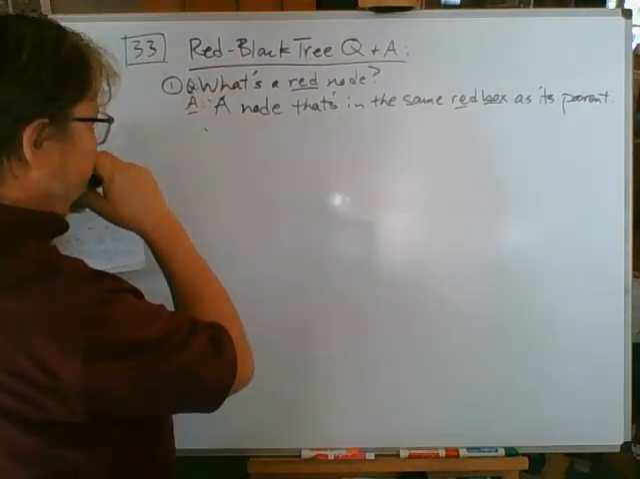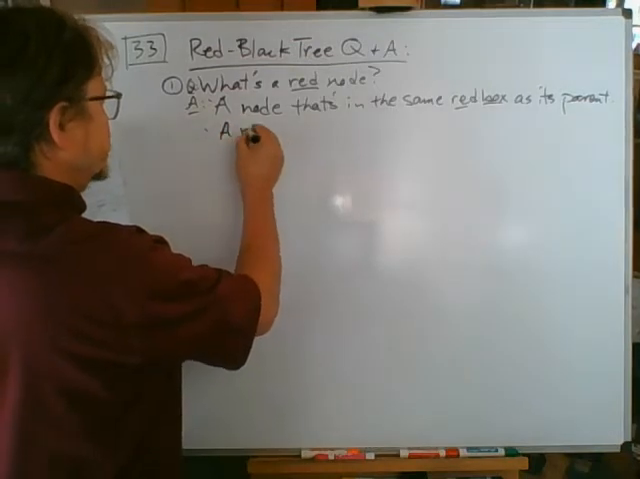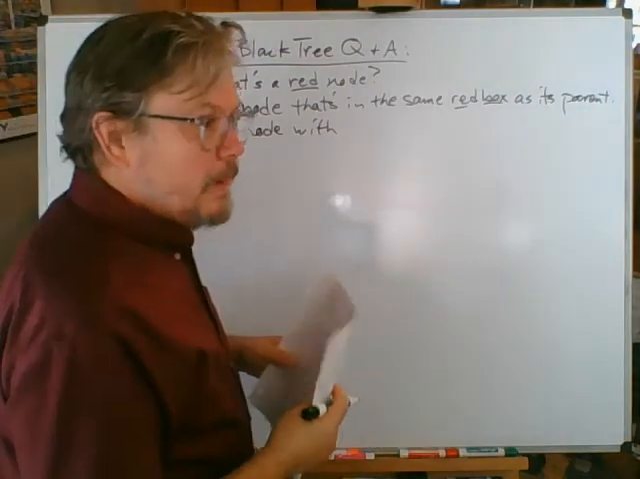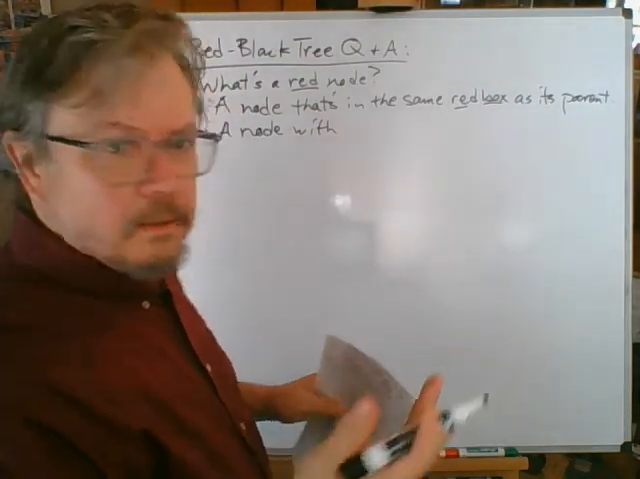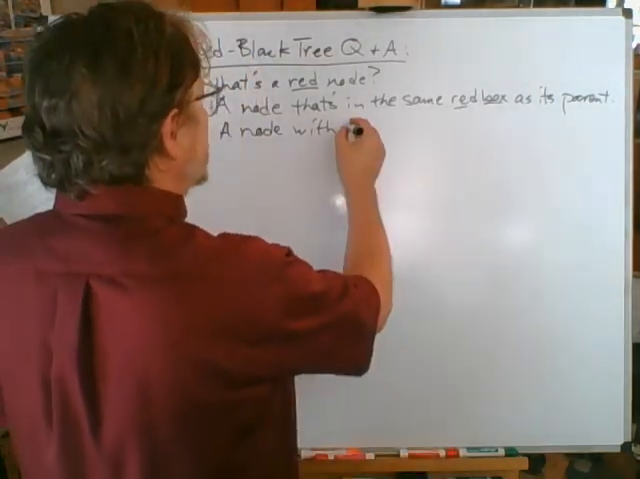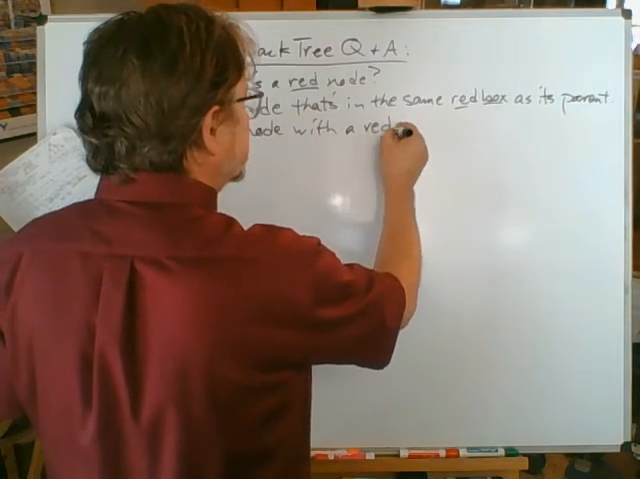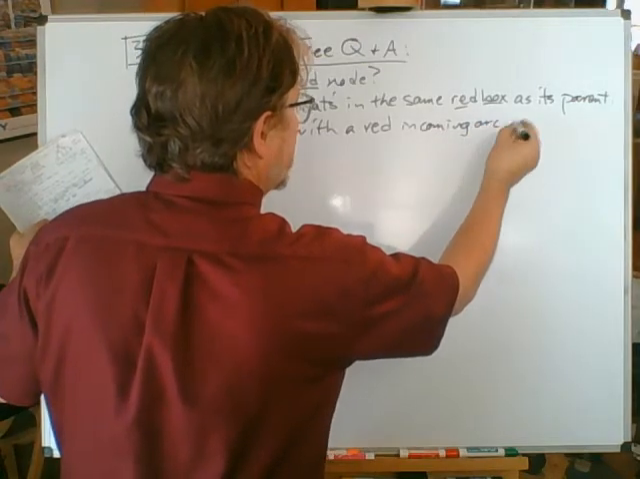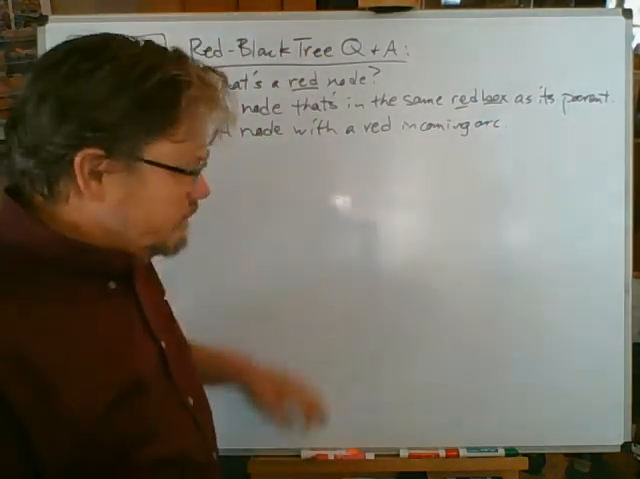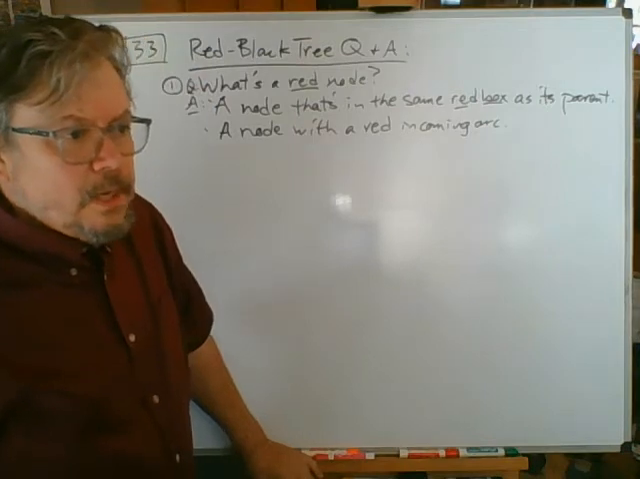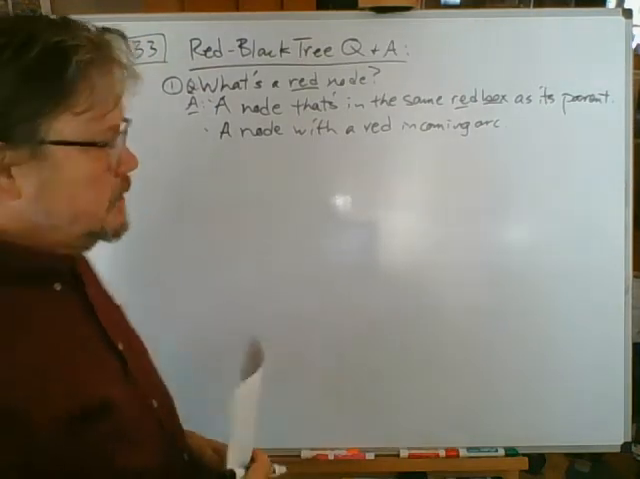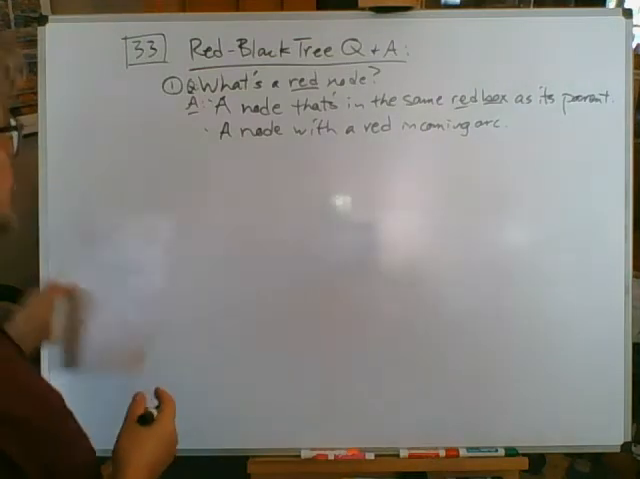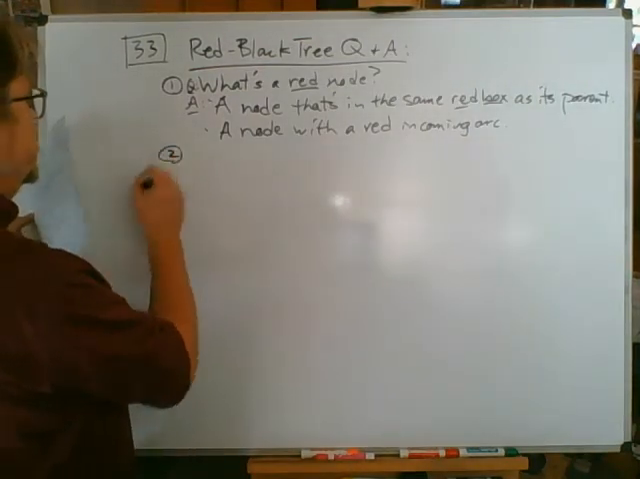I'll do bullet point answers. A node with a red incoming arc. I'm referring to my picture. My picture is part of the text about red-black trees. A node with a red incoming arc. And I think I drew that picture correctly, and if I did, then inside the red boxes, the only arrows you saw were red arrows. Those are the red incoming arcs. There. That's sufficient for now. We can come back and talk about that later if we need to.